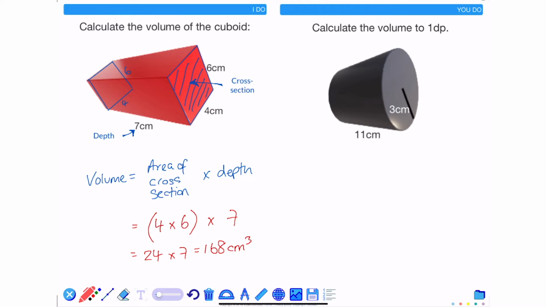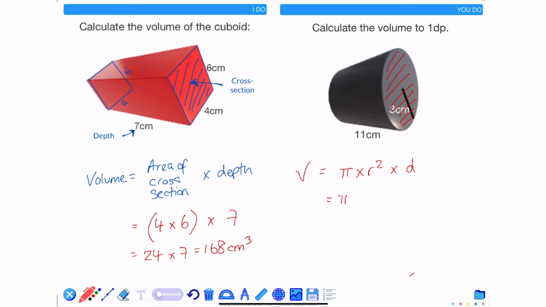With the question on the right hand side, the cross-section is that of a circle. The area of the circle can be found by pi times the radius squared, and if I times it by the depth, this will then give me the volume.